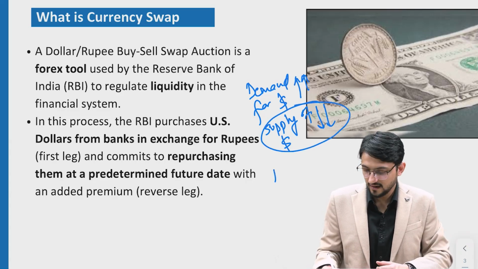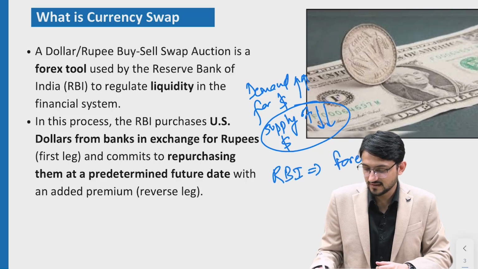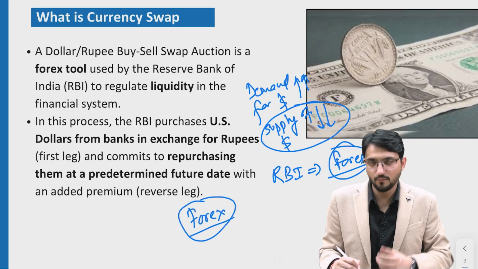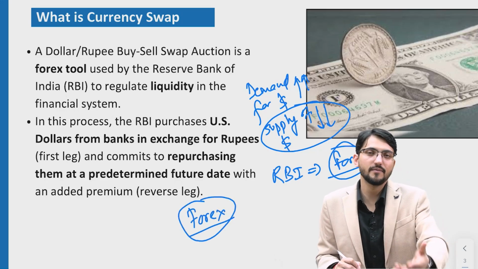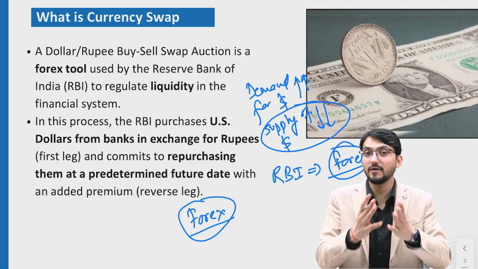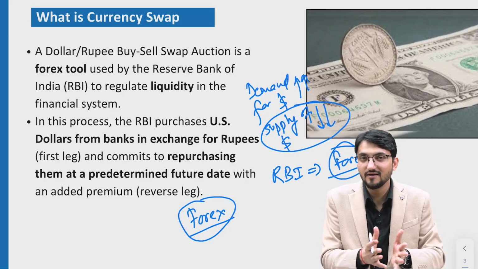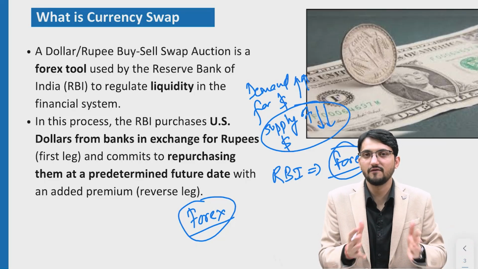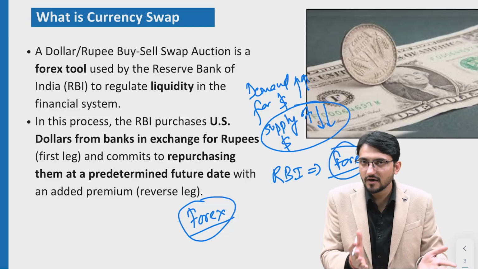If this is happening, who will come to rescue? RBI, because RBI has forex. If RBI has forex, what we can do is we can pull out some dollar from this forex and give it to the banks. But this will reduce the forex strength, or let's say the number of dollars present in our forex will reduce.